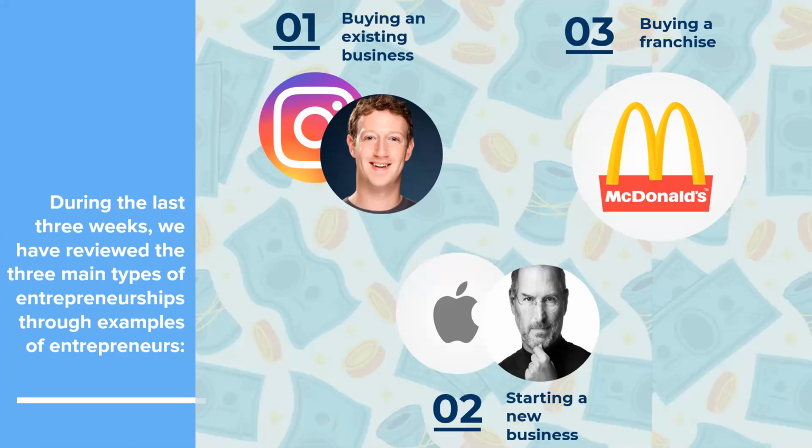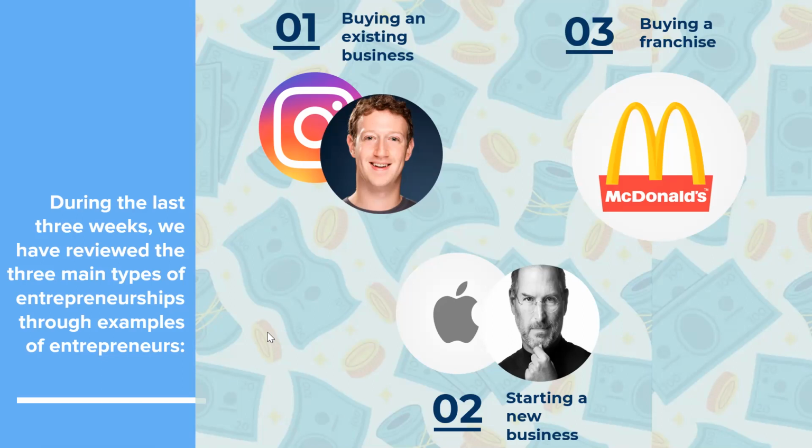Remember, it's the three main types of entrepreneurships through very, very specific examples of entrepreneurs. We saw, for example, buying an existing business, which is, for instance, what Mark Zuckerberg did with Instagram. Then we have starting a new business. And as an example, we can have Steve Jobs with Apple. And in number 3, we have buying a franchise, which is what any normal person can do if they buy a McDonald's or a Sears or a Marshalls or a Domino's Pizza, like we saw last week.